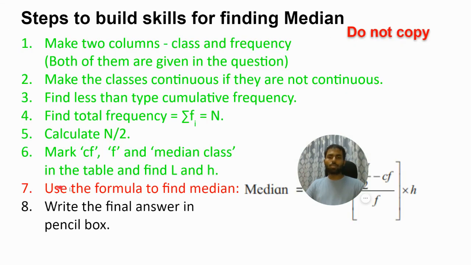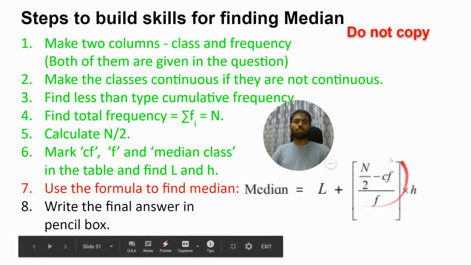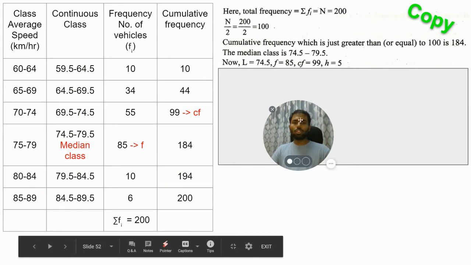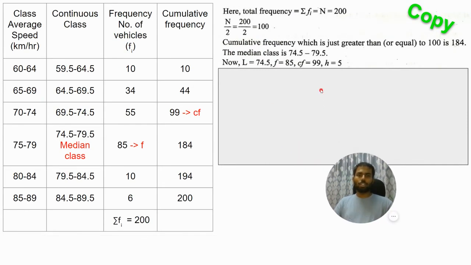So next is use the formula for median. You know this is the formula for median. So we have found median class, we have found lower class limit of median which is 74.5. We have found h क्या है? दोनों को subtract कर दो median class के numbers को. 79.5 minus 74.5, that will come to 5. Okay, small h is 5. बाकी table में mark किया था.